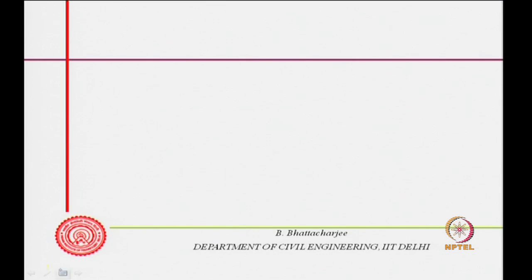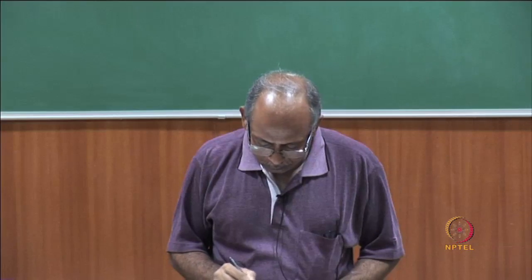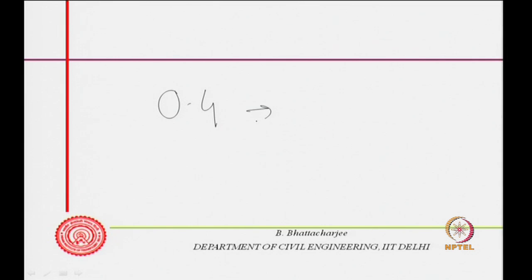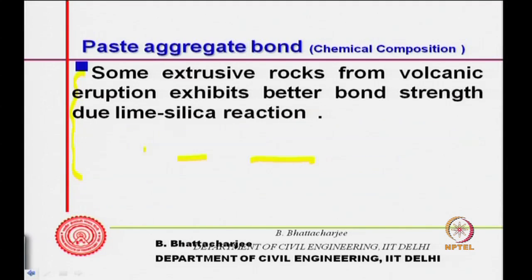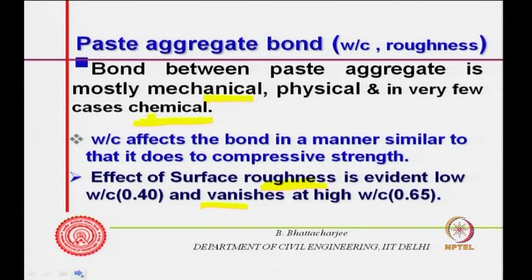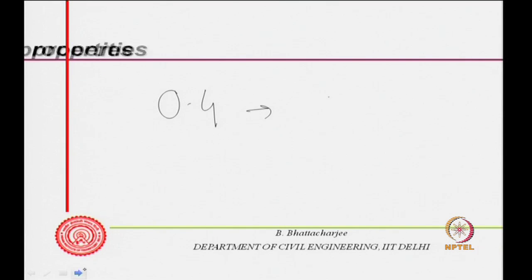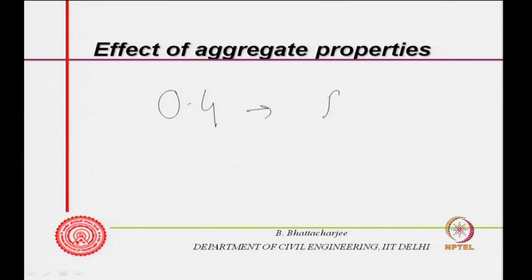Now, how does roughness matter at 0.4 water cement ratio, which I just mentioned earlier? The reduction in strength because of surface structure could be as low as 0.7, that is, strength could be as much as 70%, and it vanishes somewhere. So, if one looks at these roughness values at 0.4 water cement ratio, it can be from smooth to rough surface.